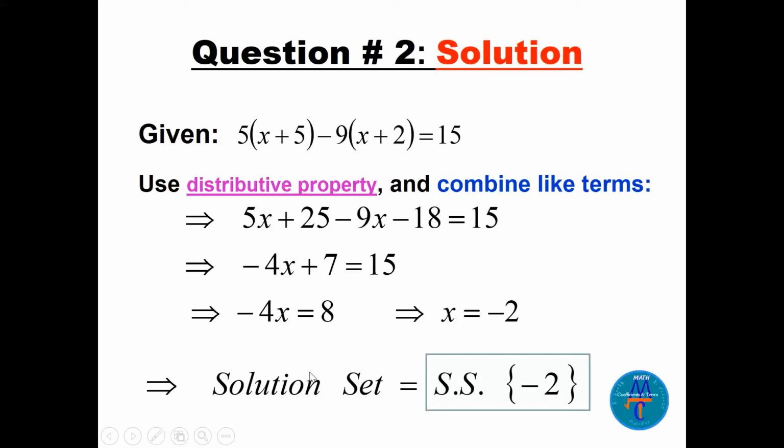So what do we write? We write something like this. Usually we write SS. So I gave you here the meaning of that, solution set. Just remember it, when you see SS, means solution set. Solution set is the solution of the equation. You can, if you like, replace minus 2 there in the equation, you can check.